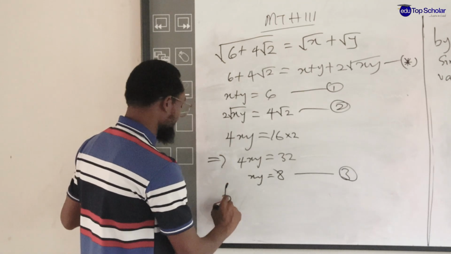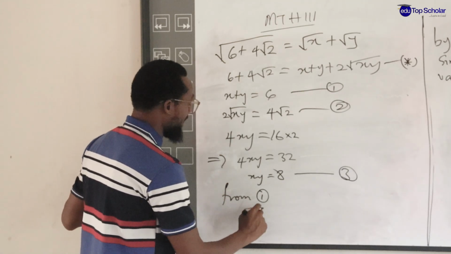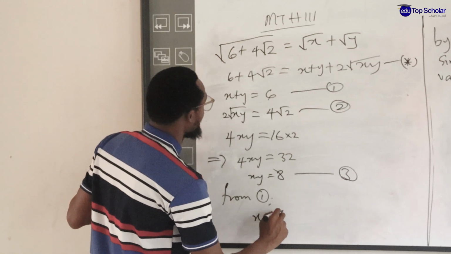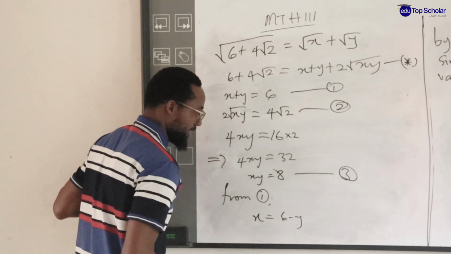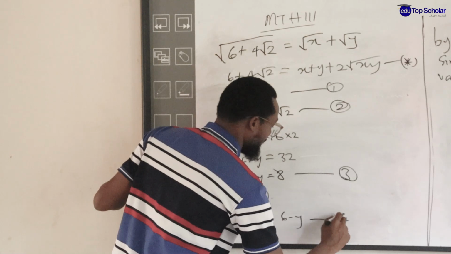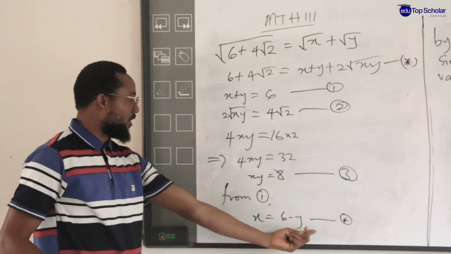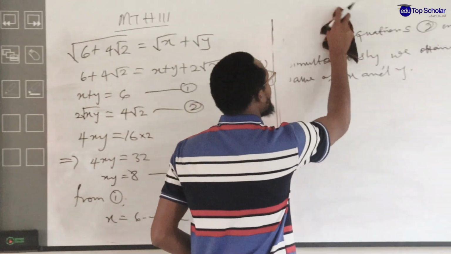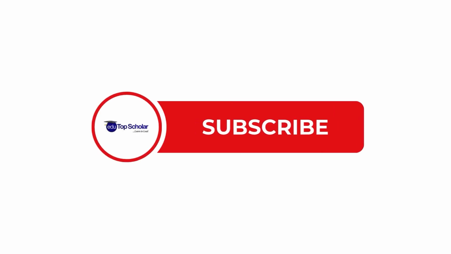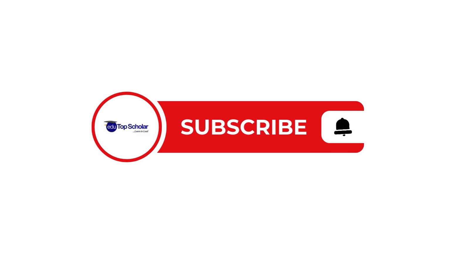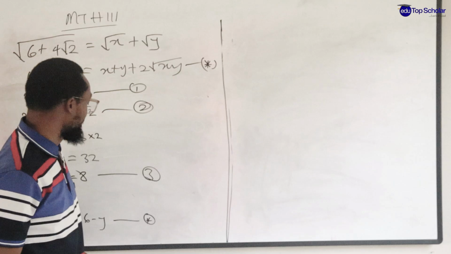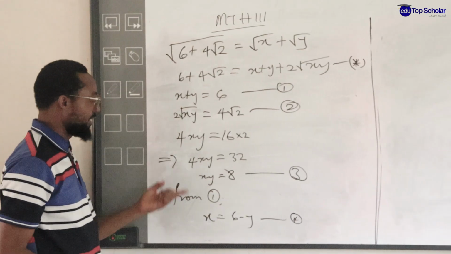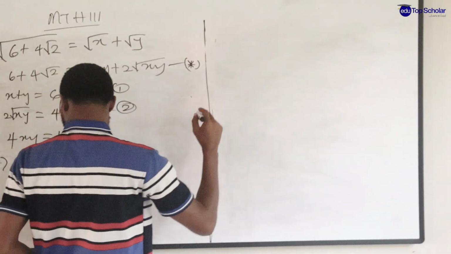From equation 1, we can have x equals 6 minus y. Call this equation 4. So by substituting 4 into equation 3, we can solve simultaneous equations in different forms. We have the substitution method, the elimination method, and the graphical method. But here we are using the substitution method because it is not easy for us to use elimination here.